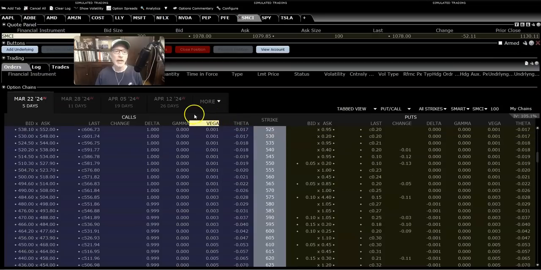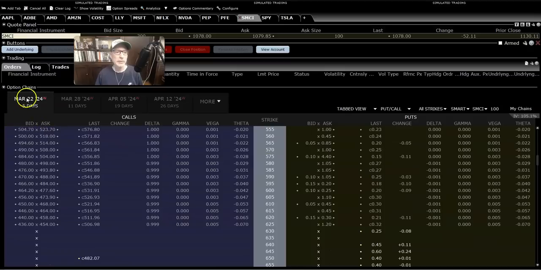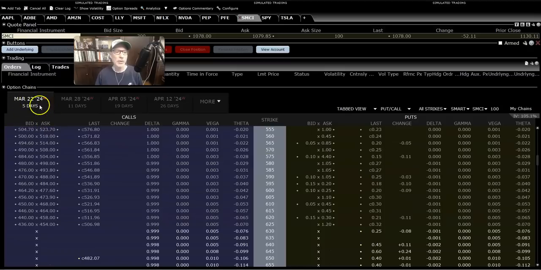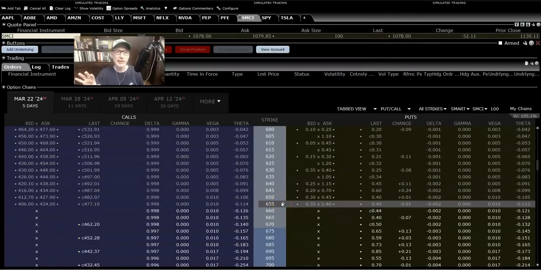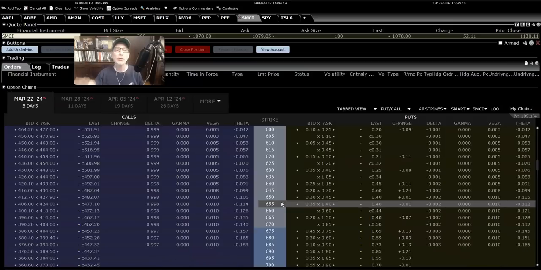But if SMCI is a company that you're interested in selling put options on, let me just show you some of the amazing and crazy prices that people are paying for these things. So here's the March 22, 2024 options that expire this coming Friday. March 22nd is Friday. Now, SMCI trading at 1,078 right here. Here's the last price of the stock. If you're potentially interested in buying 100 shares of SMCI, but at a much cheaper price, you can sell a put option.